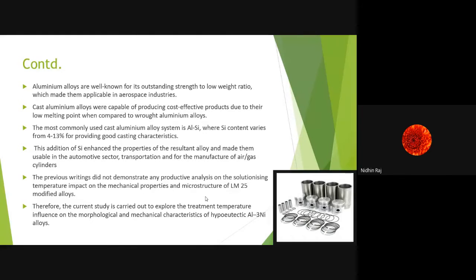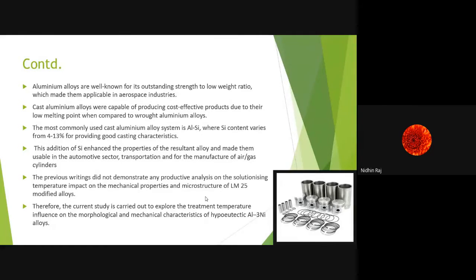Fractography, intermediate phases, and the elemental compositions of the alloy were examined, and it was observed from the investigation that a rise in the solutionizing temperature caused grain refinement in the developed hypoeutectic alloys. A decrease in hardness was also observed with the rise in solutionizing temperature.